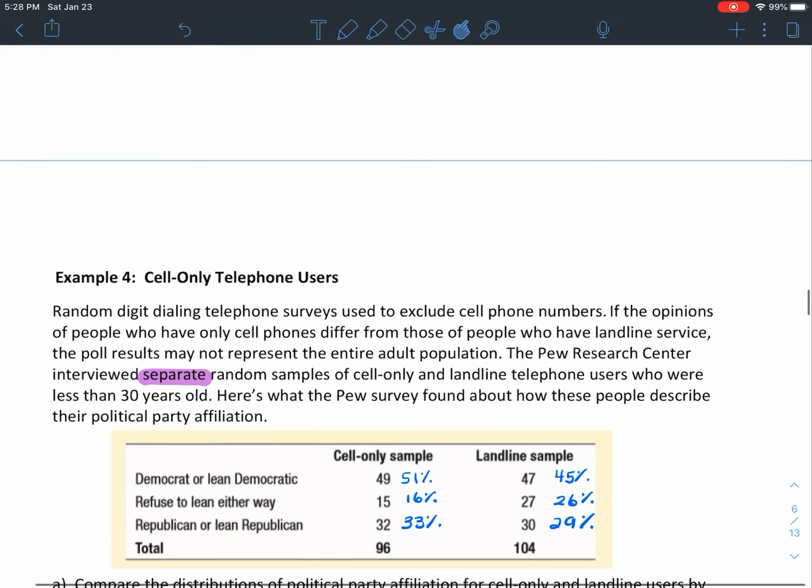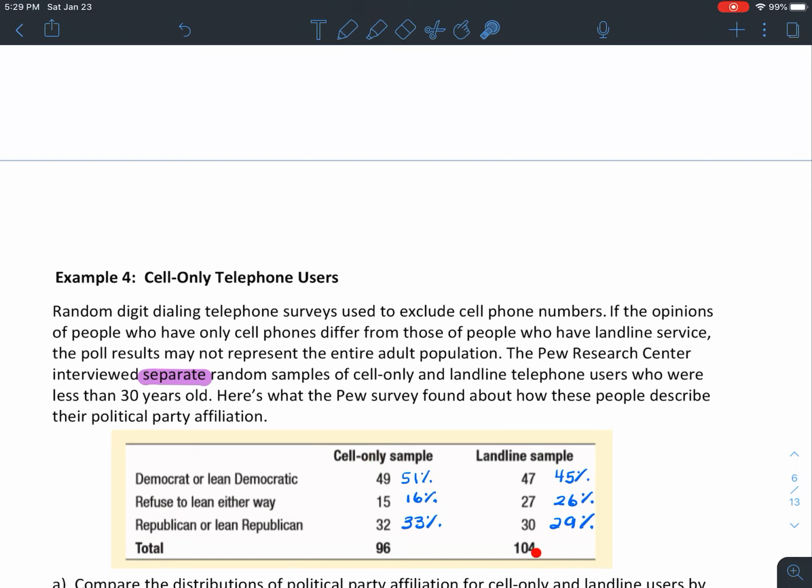Okay, so once again, what we have here before us is 2 different samples that were taken from 2 different populations, and we're essentially measuring one categorical variable, that categorical variable being that person's political party affiliation, if they're Democrat or lean more Democrat, if they refuse to lean either way, or if they're Republican or lean more Republican. Now these percentages that you see that I have filled in here, this represents the percent of just the cell phone group who are more Democratic in nature.